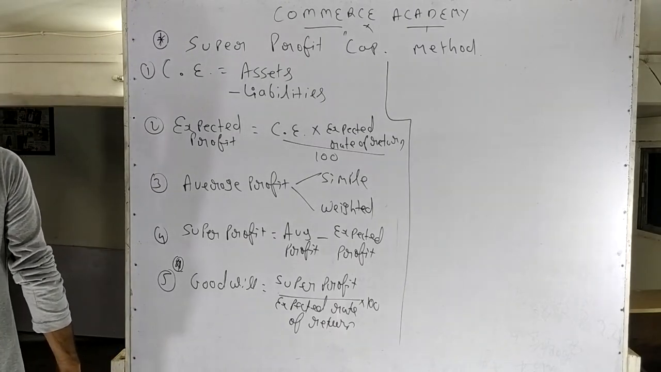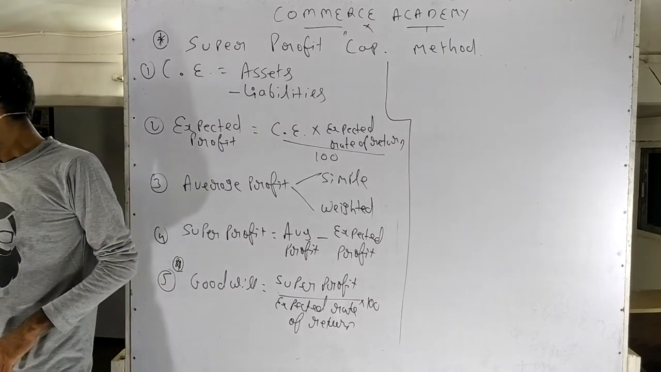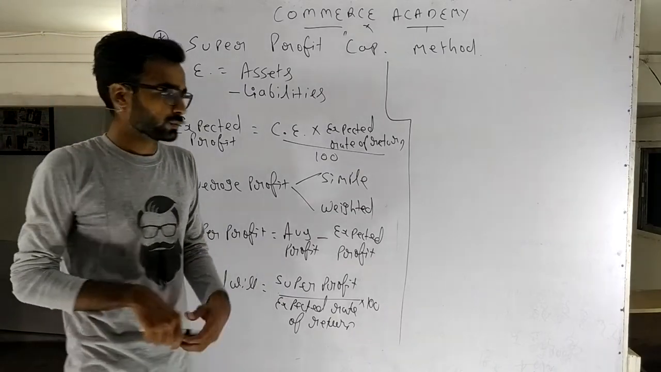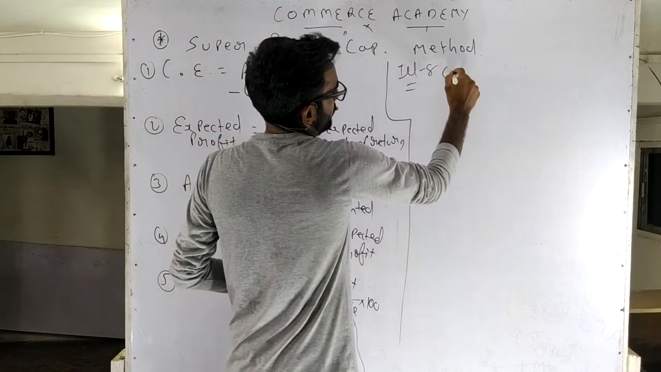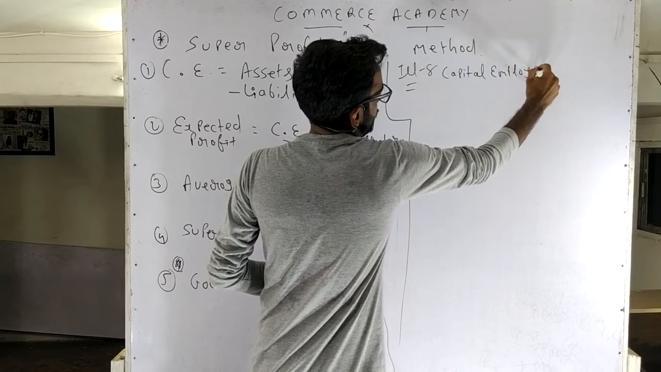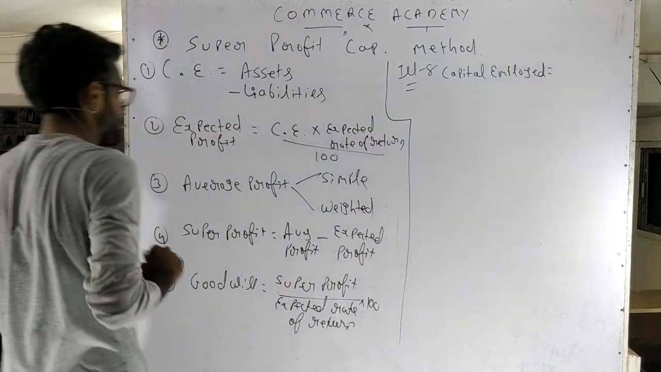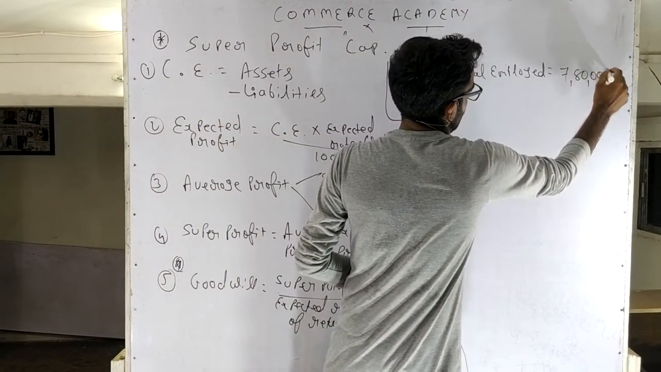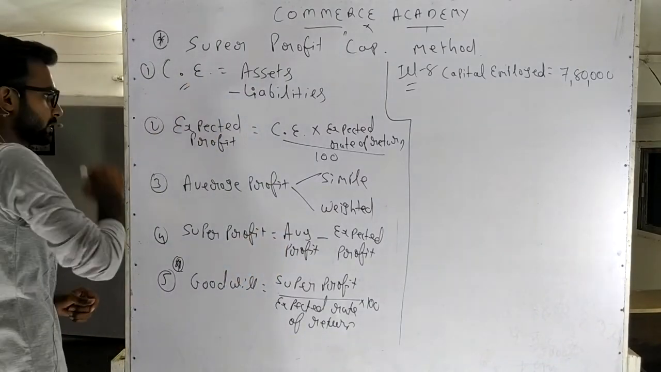Illustration number 8: determine the value of goodwill of Virat and Anushka as per the capitalization of super profit method. So illustration number 8, capital employed. First we need capital employed, and it is given in the question: 7,80,000. 7,80,000 capital employed is directly given.